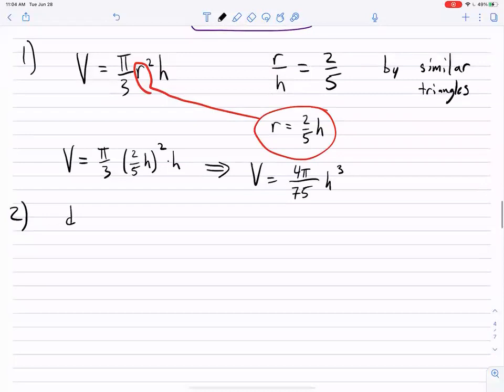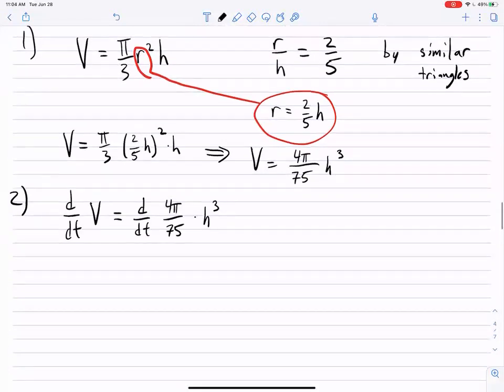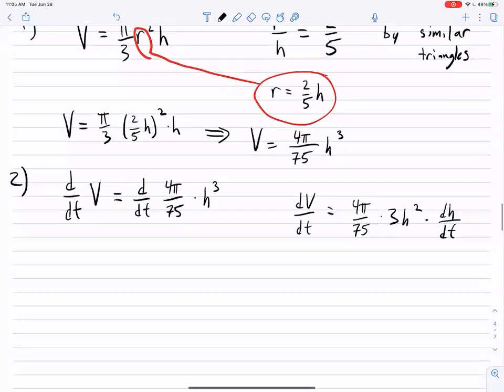Now take d dt of both sides. Take the derivative with respect to t of v is equal to d dt of this constant, which is just 4 pi over 75, times h cubed. And that's not too bad. We get dv dt is equal to 4 pi over 75 times 3h squared times, by implicit differentiation, dh dt.